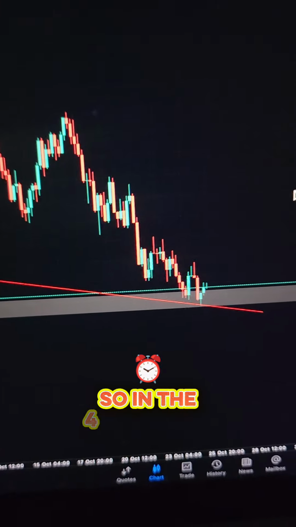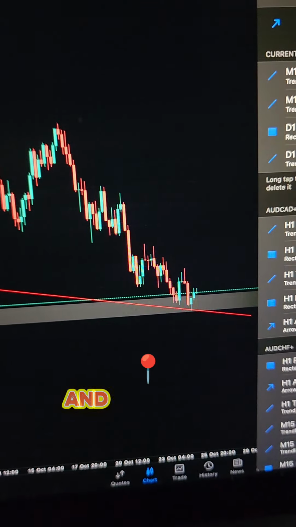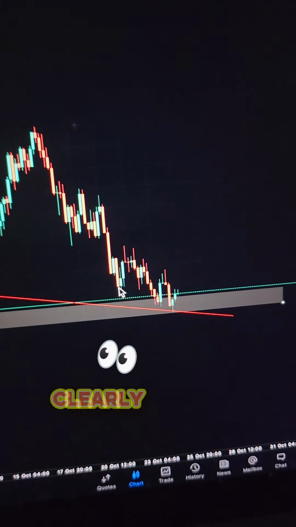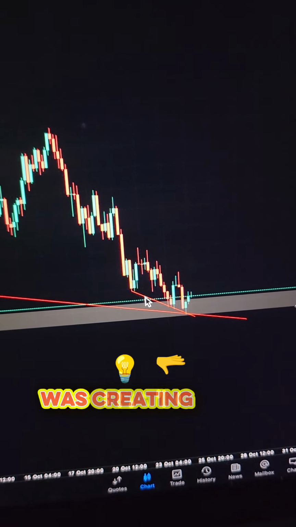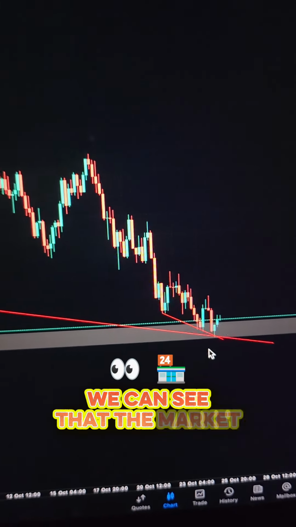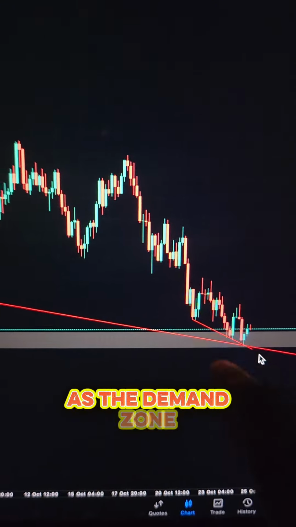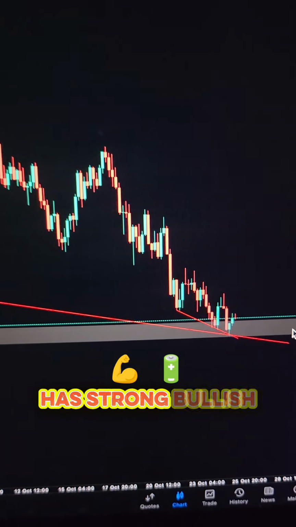So in the 4-hour time frame, we are also going to identify areas of confluence at this point, and right here we can clearly see that the market was creating more lower lows in the lower time frame, right? More lower lows. So at this point we can see that the market is at the latest lower low that was created, right? So we can identify this as the demand zone, or a point where the market has strong bullish power, right?